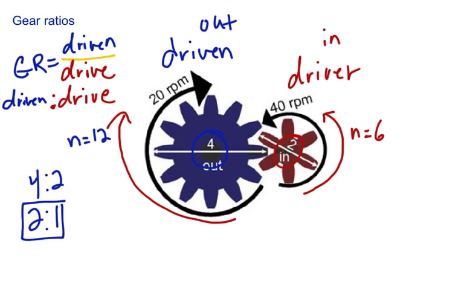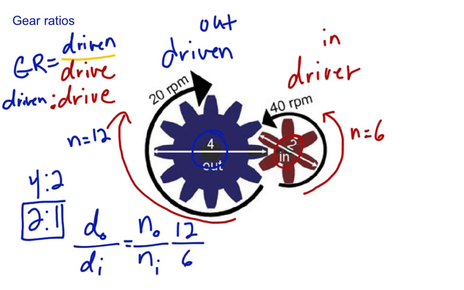What's another way you can figure it out? You could use teeth. So I'll write some equations here. First of all, I did the diameter of the out over the diameter of the in. That's one way. I could do the number of teeth, N, of the out over the number of teeth of the in. You'll notice here this blue has 12 teeth and the red has 6 teeth. So that again is 2 to 1. Driver, or the driven to the driver. So that's one way.